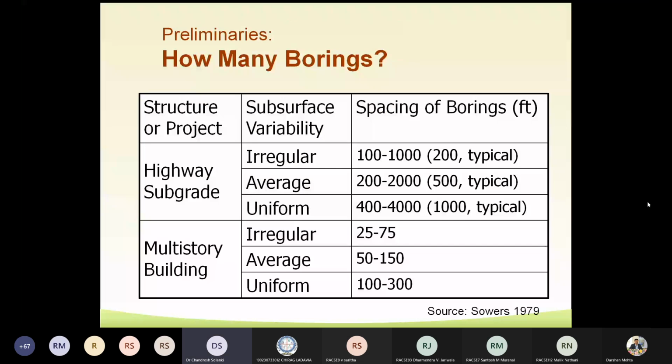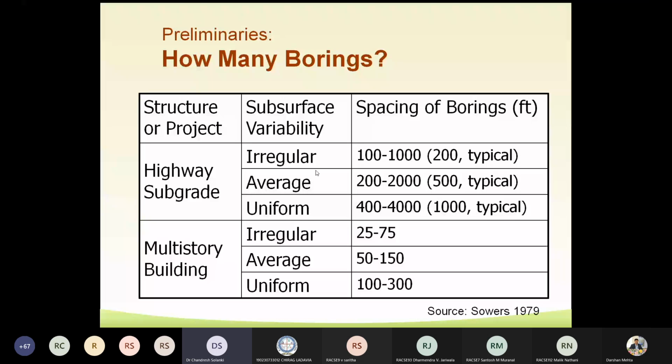How many borings will you go for? Structural projects: here two types of projects have been shown. One is the highway subgrade and the second is the multi-story building. It has been found that in the case of uniform soil conditions lying below the foundation level or anticipated depth of the foundation, the number of boreholes required is less, and whenever you have irregular strata, the number of boreholes required is more because the spacing decreases.